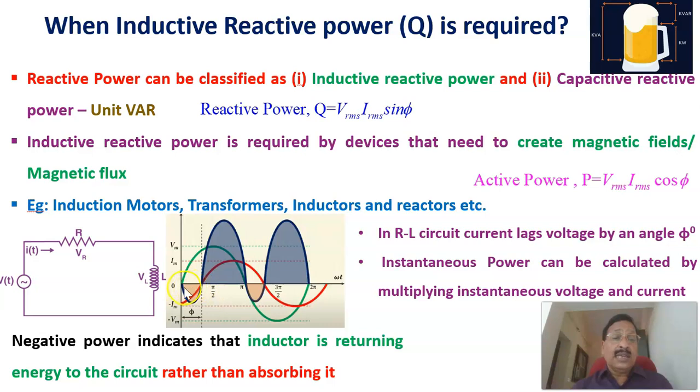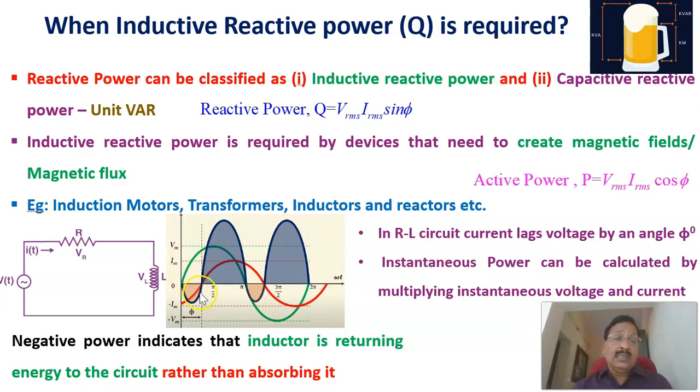instantaneous current. Of course, current is lagging the voltage by an angle phi, which is the power factor angle, and the power factor is given by cos phi. Therefore, in an RL circuit, the current lags the voltage by an angle phi degrees, and the instantaneous power can be calculated by multiplying the instantaneous voltage and current.